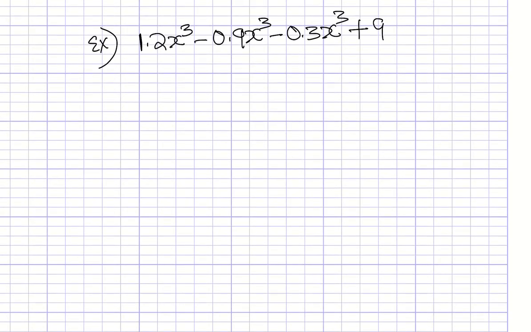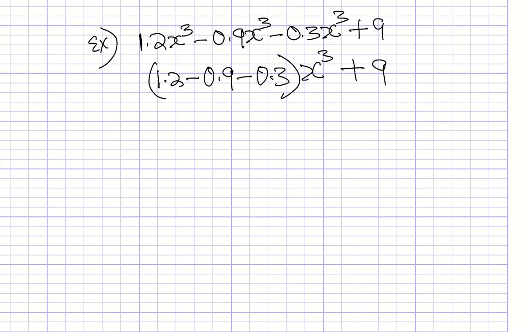What is that? Keep your eyes on the variable. It's the same variable, and all the exponents are the same. Then you can isolate the 9. So you say (1.2 minus 0.9 minus 0.3) times x raised to the power 3, plus 9, isolated over there.